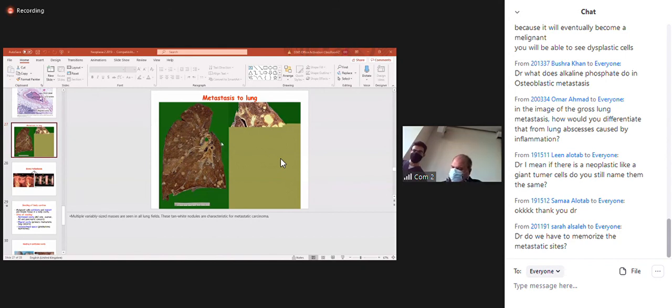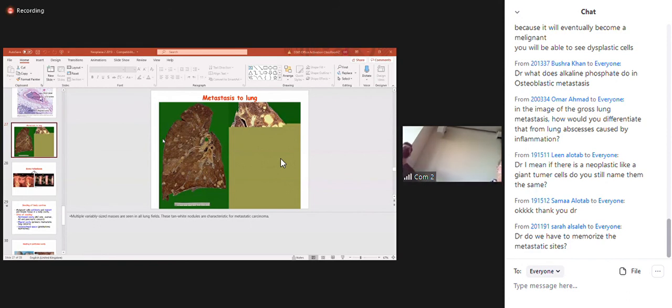In this picture, how would you differentiate that from a lung abscess caused by inflammation? How do you differentiate metastasis by? Well, it could be anything. You're right. It could be. Looking at this, you will see that the nodules are usually bigger than what you see, for example, with mycobacterial TB. But there is miliary TB that looks almost the same as this, but the millets in this case will be smaller. But you're right. It could be anything. Gross pathology is going to give you an idea about what's happening.